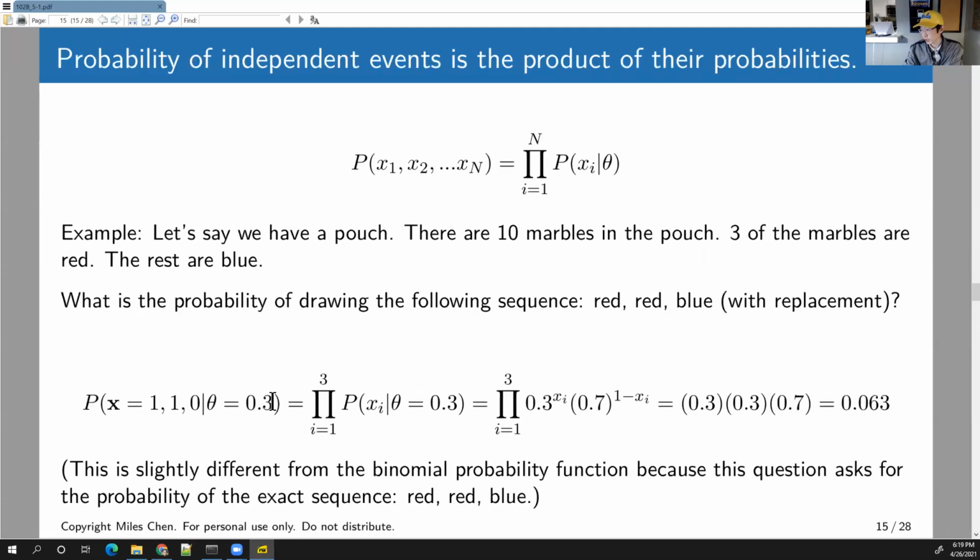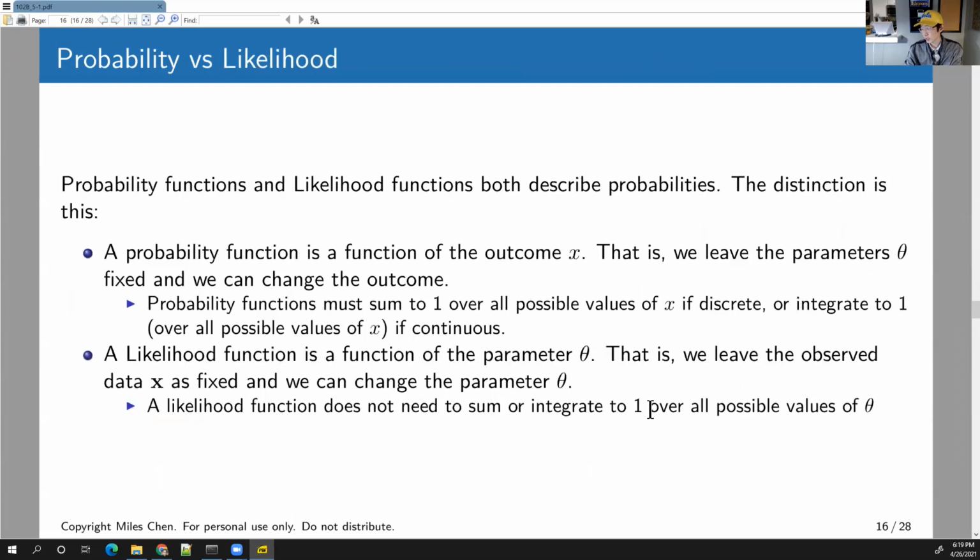Here, if I treat theta as fixed to be 0.3, and I talk about every single combination of 1s and 0s I can get for x, we would have 1, 1, 0, 1, 1, 1, 1, 0, 1, 1, 0, 0. There are 8 possible combinations, and all 8 of them would sum to 1 if we take all of those probabilities.